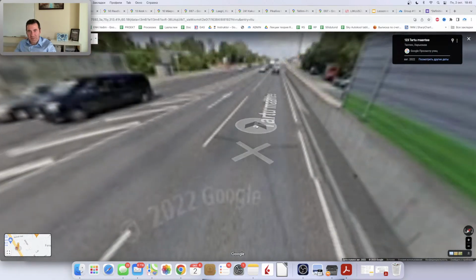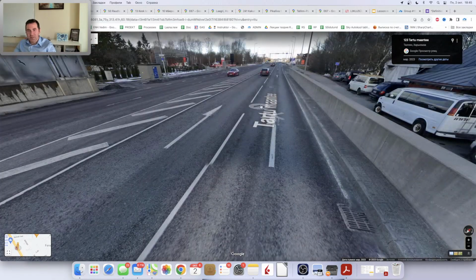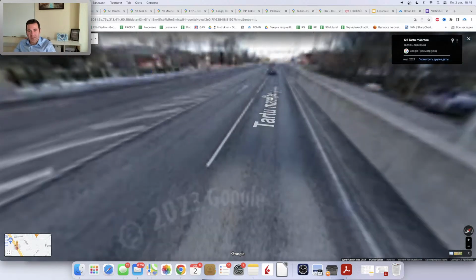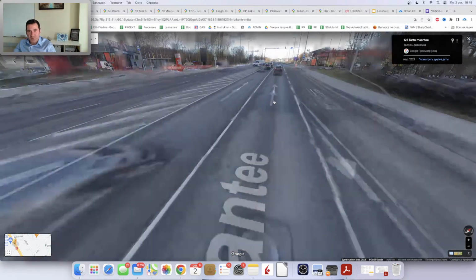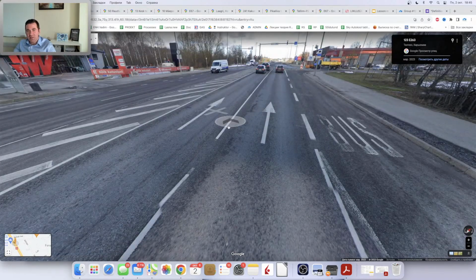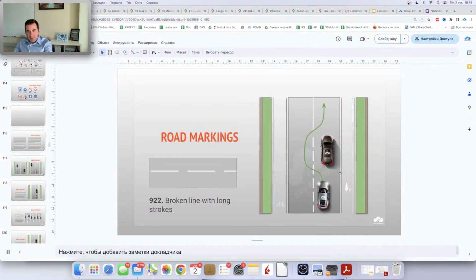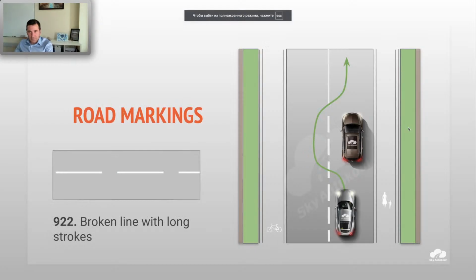So this one tells us that soon there will be solid lines, so you cannot cross, so it will be like your last chance to change the lanes. So in that place you can still change the lanes, but ahead when you see this solid line here, you cannot change it. And yeah, like it's shown here, so it's before the solid line.